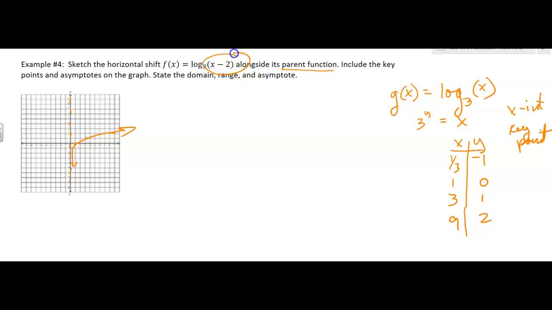Now we're going to shift this. And do you remember which way it's going to shift? It's going to shift to the right 2 units. So you pick everything up, including the asymptote, and shift it over 2. So there's the asymptote. We'll talk about that in a minute. Then we're going to shift the x-intercept over 2. And we're going to shift the key point over 2. And you can shift the other point over 2 if you want to.